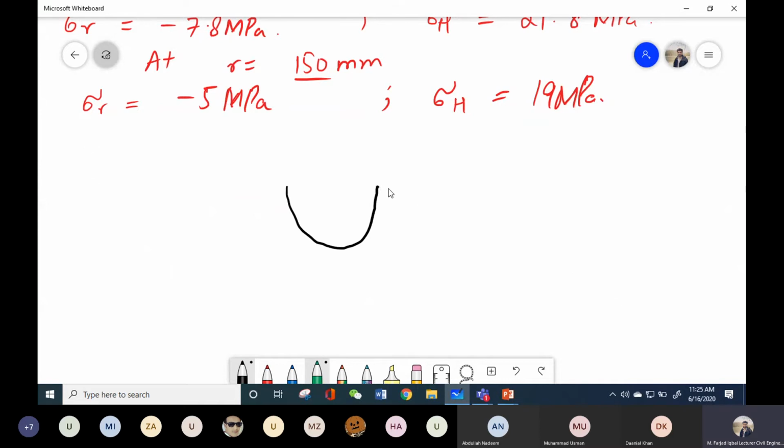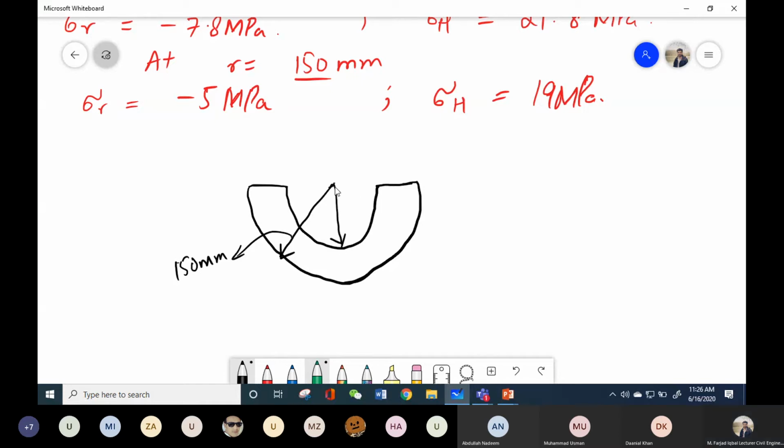Let's say that this is the cylindrical element with this thickness T. And since we have calculated the radial and hoop stresses at different points along this radius, this external radius is given as 150 millimeter, and this internal radius is given as 100 millimeter, and the value of hoop stress at the internal radius was 34 megapascal, and then the values continue to decrease.